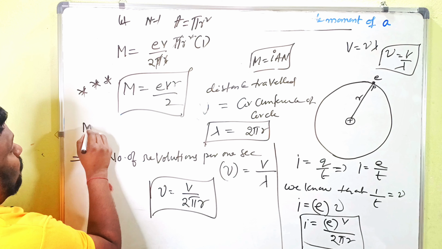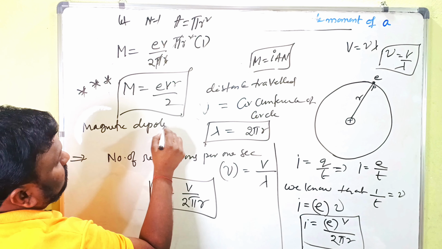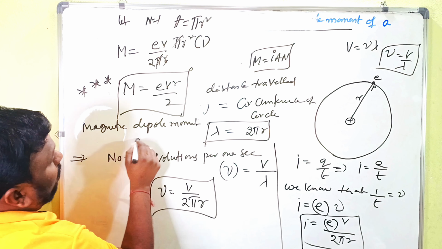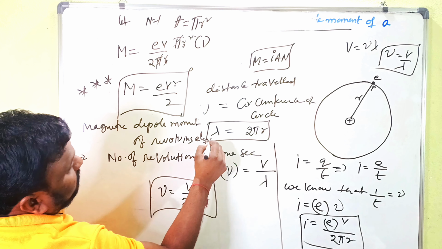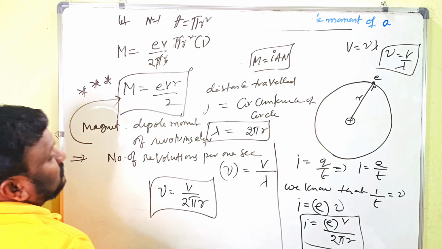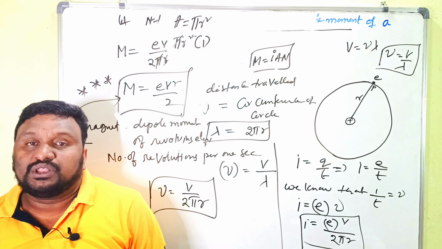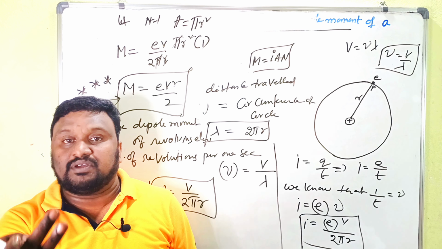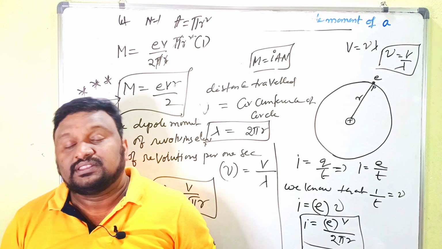This is the magnetic dipole moment of a revolving electron. So I hope you understand. This was a very easy one. When you have an idea about the definitions of current, frequency and wavelength, you can easily derive the equation. Okay? Thank you for watching.